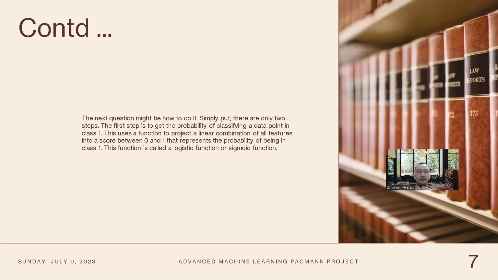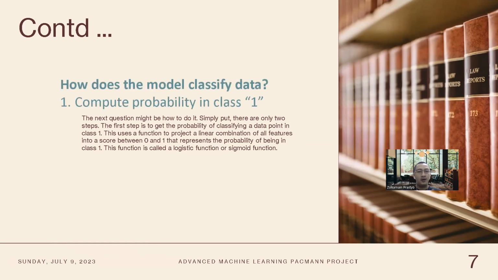So the next question might be how to do it. How does the model classify data? In simplified form, there are only two steps. The first step is to get the probability of classifying a data point as class 1. This uses a function to project a linear combination of all features into a score between 0 and 1 that represents the probability of being in class 1.